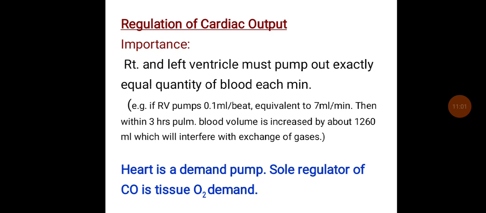So the cardiac output, the right and left ventricle must pump out exactly equal quantity of blood per each minute. Okay, and the heart is a demand pump, and the sole regulator of the cardiac output is the tissue oxygen demand. Okay, so if the tissue oxygen demand increases, then the cardiac output is going to increase to that particular tissue, mainly by causing vasodilatation.